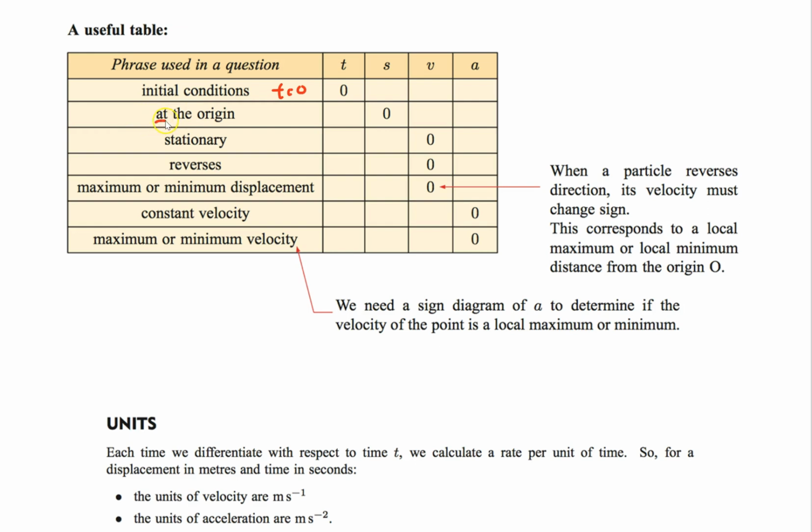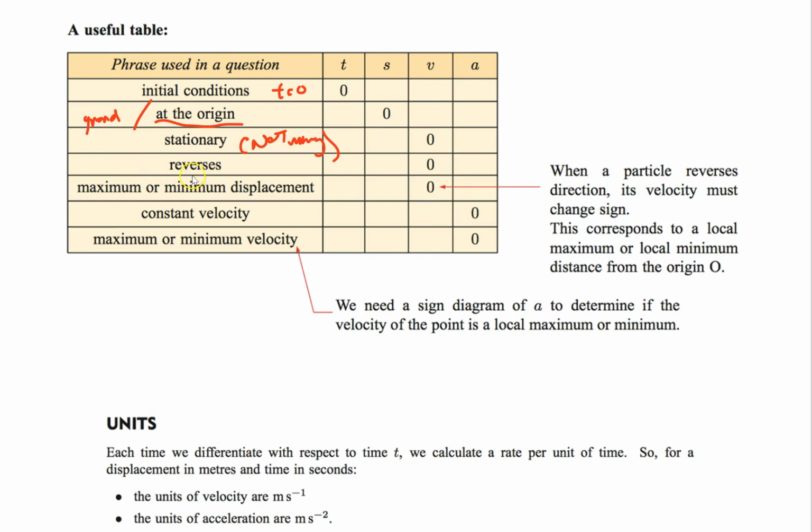If they say at the origin or at the ground, depending on the problem, that's a place. It's where you're at. So you set the displacement or the position to 0. At the origin, on the ground, those are positions. Stationary means you're not moving. You're at rest. What has to do with movement? Velocity. If you're not moving, your velocity is 0.